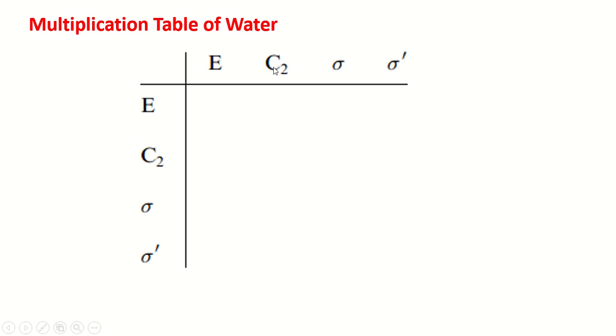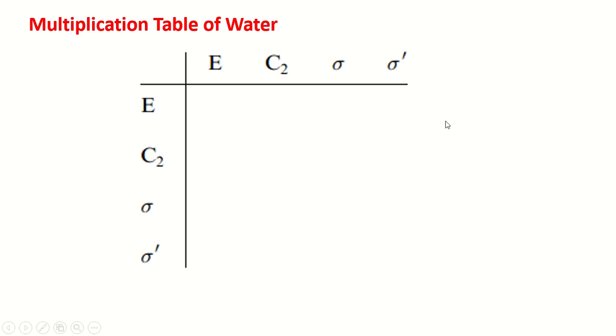The resultant would be C2, because we know that the identity is actually doing nothing to the molecule, and after performing any symmetry operation or element with the identity, the resultant would be the same as that symmetry operation or element. So here we would write C2, and here sigma and sigma dash.